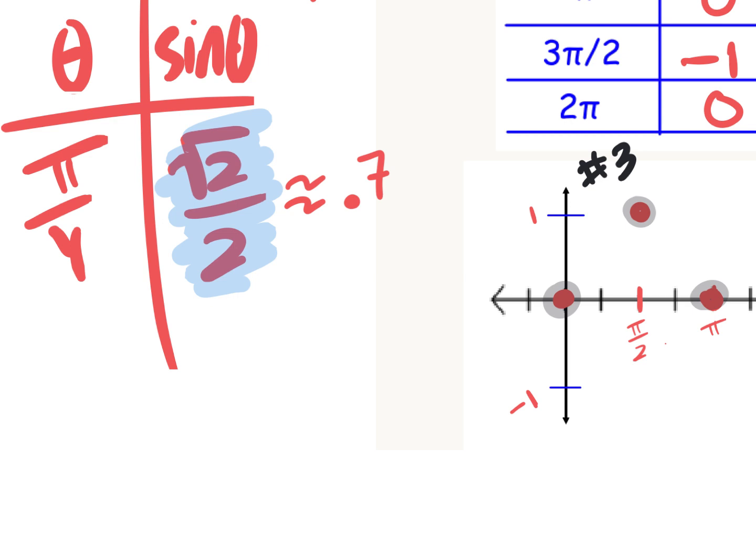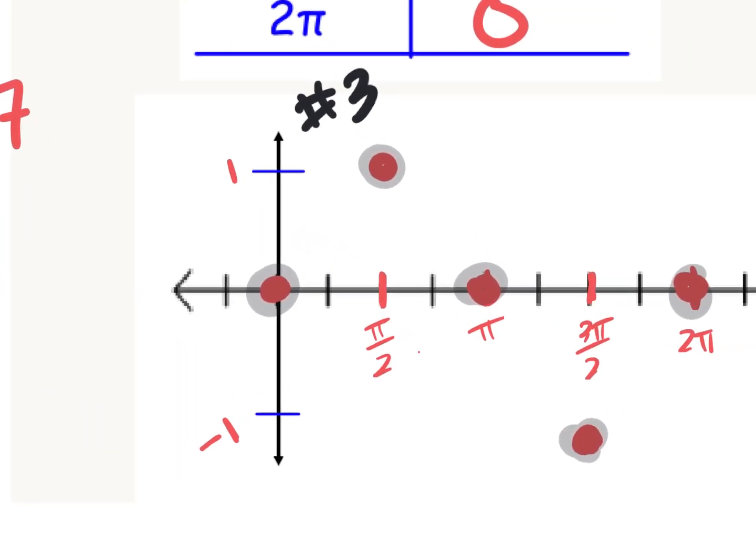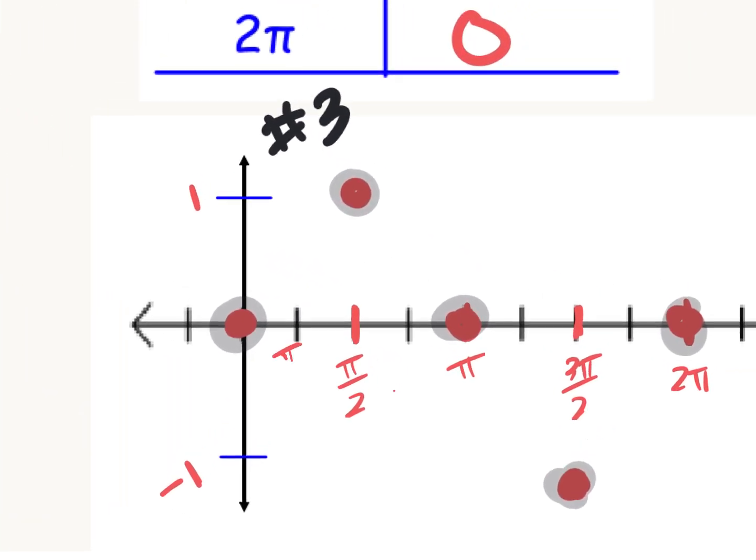If I were to place this on my XY grid, I would place pi fourths here in between 0 and pi halves, and I would place 0.7 right there, really close to 1. Then if I do the same thing for 3 pi fourths, which I'm not going to for time, if I evaluate 3 pi fourths, I'd also get square root of 2 over 2. So I'd get a coordinate about right there.